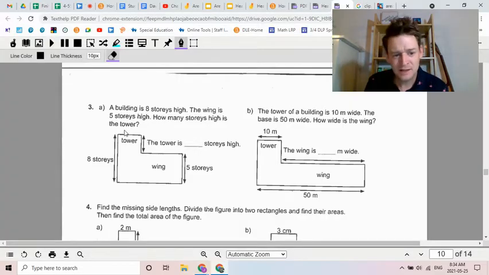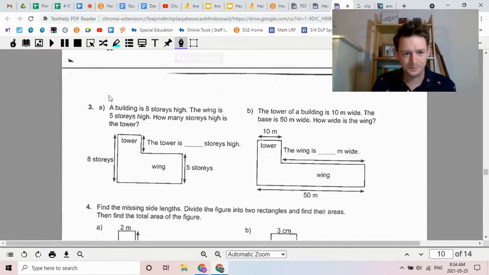So on the back page, we get to a word problem, and it's kind of oddly worded, so I want to just go through it with you. It says a building is 8 stories high, and the wing is 5 stories high. So here we have a building that's 8 stories high in total, so from the bottom to the top. And the wing, so the part that comes out the side, is only 5 stories high. So the question says, how many stories high is the tower?